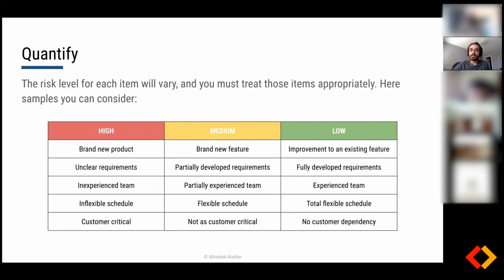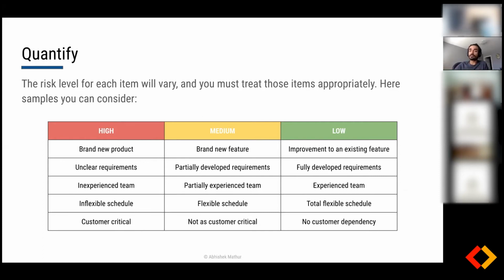So you kind of think about different types of risks that may occur and in different product cycles that they can occur at. So if you're working on a brand new product, you're probably in the high risk category as compared to a new feature within the existing product or just an improvement to an existing feature where you go from medium to low. You can have unclear requirements that increases the risk of a particular product or a feature. You can have partially developed requirements. You can have fully developed requirements that decreases the risk over time.